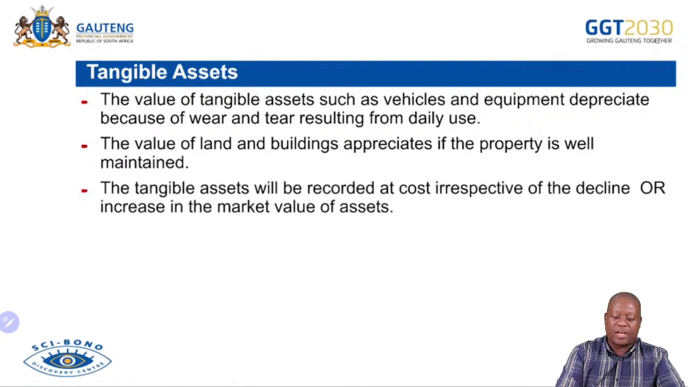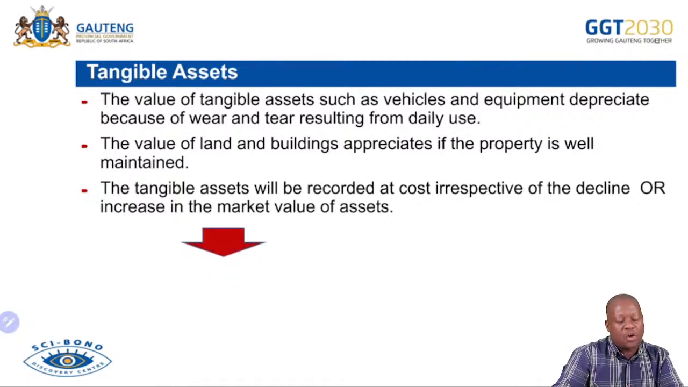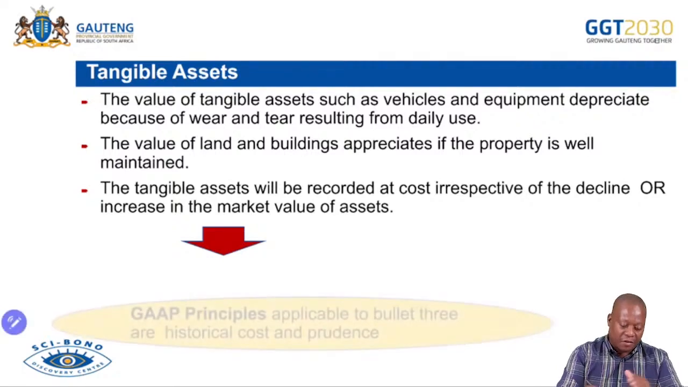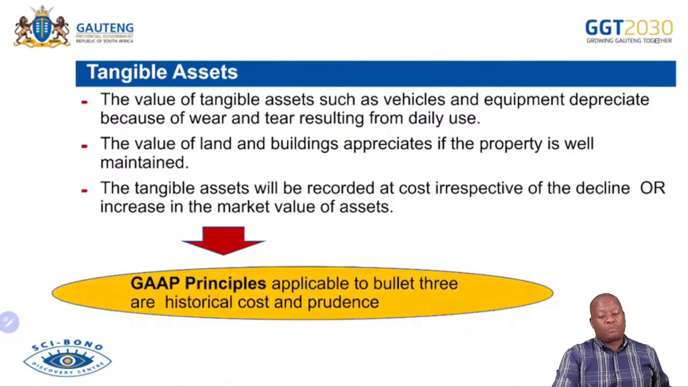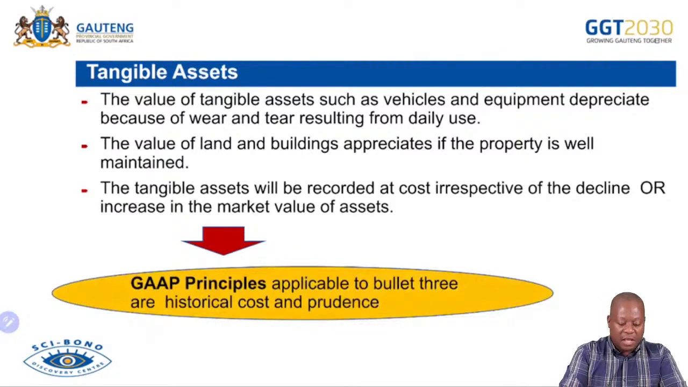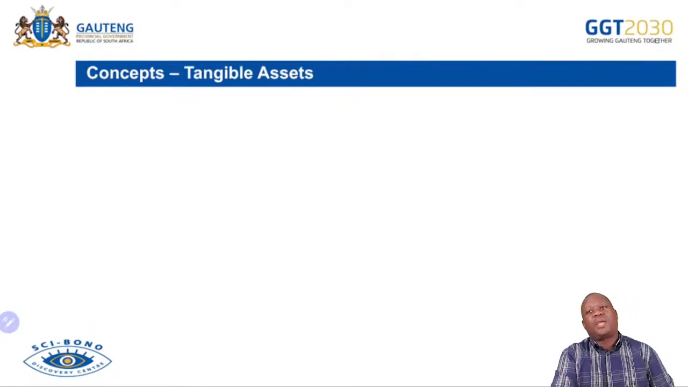Now, the tangible assets will be recorded at cost, irrespective of the decline or the increase in market value of the asset. Please take note. We have got accounting concepts that tell us what to do when we are faced with different accounting situations. So when it comes to tangible assets, we are going to be referring to the GAAP principle, which is referred to as the historic cost principle. And then what does it say? Tangible assets will be recorded at cost, at their historic cost. So we can look into this. It says the GAAP principle applicable to bullet 3, which is the recording at cost, is the historic cost principle as well as our need for being prudent.